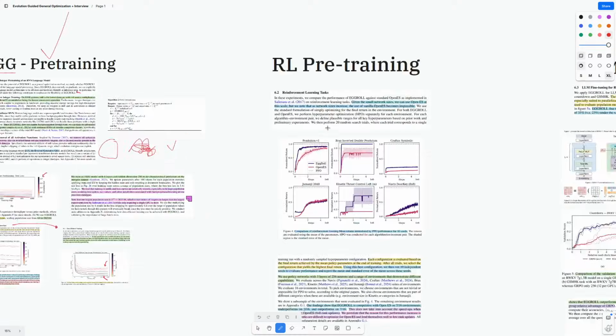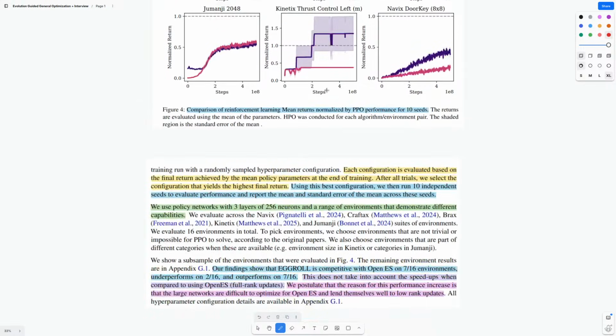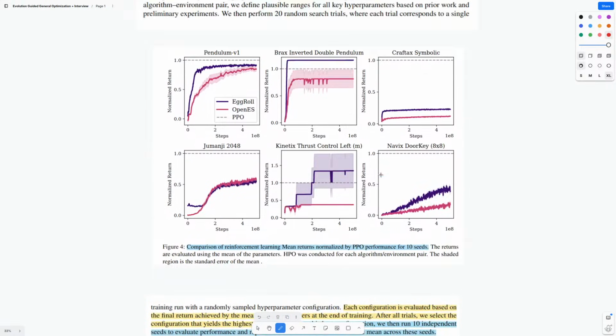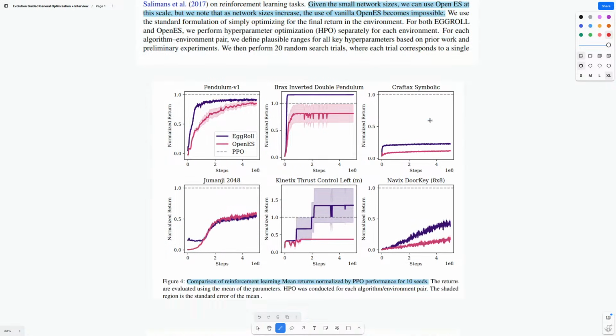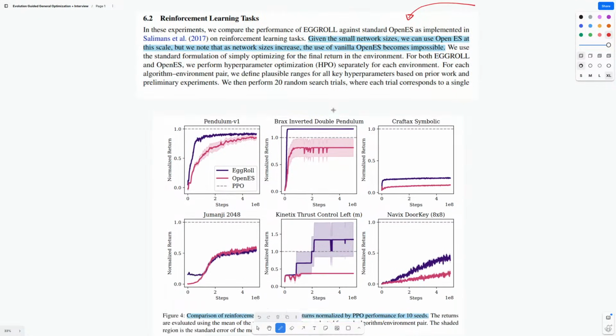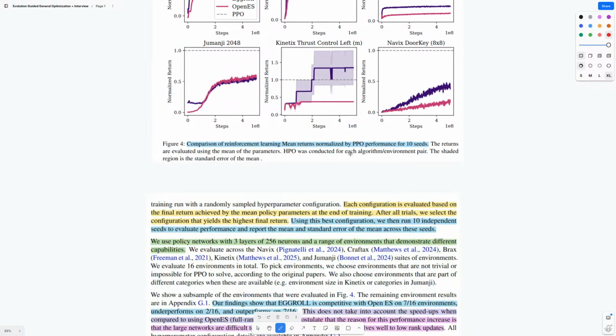We're doing great. RL pre-training, right? Actually, also doing super good. They're comparing this to GRPO. No, this is OpenES, right? It's PPO. Oh yeah, it's OpenES that they're using over there, and it's much faster than OpenES, right? But now we're not looking at the wall clock speed. We're looking at the steps. And long story short, on Pendulum, Brax, Craftax, Jumanji, Kinetix, and Navix, we get some good performance.